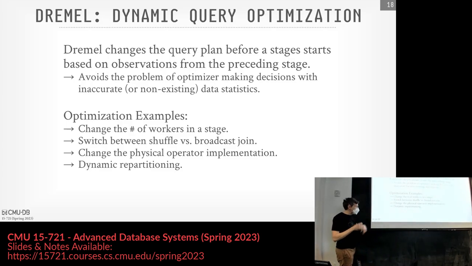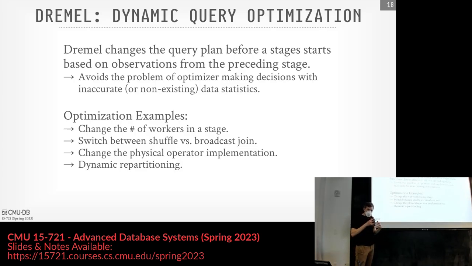But the basic idea is still the same here, right? Actually, that's what I'm saying here. A bunch of these we've already covered. We talked about how to change the number of workers in the stage. They can also recognize that they have different algorithm implementations for physical operators. One is for really big partitions, maybe one for small partitions. They're optimized with completely separate code paths, and they can pick which one to use based on the interim results in the previous stage. And then dynamic repartitioning is an interesting one as well.